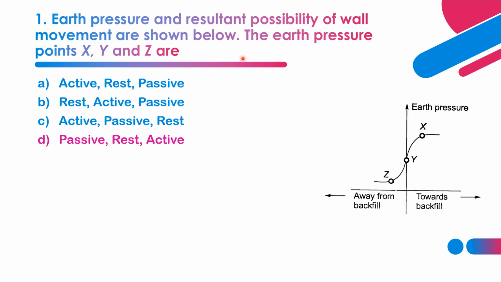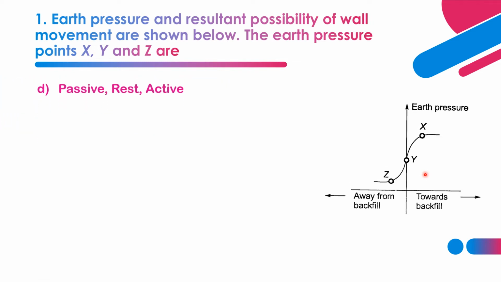So here the option is option D, passive, rest and active. That is, the X point represents passive earth pressure, Y point represents at rest earth pressure, and Z represents active earth pressure. Now we shall see more about what is active, what is at rest earth pressure and passive earth pressure.